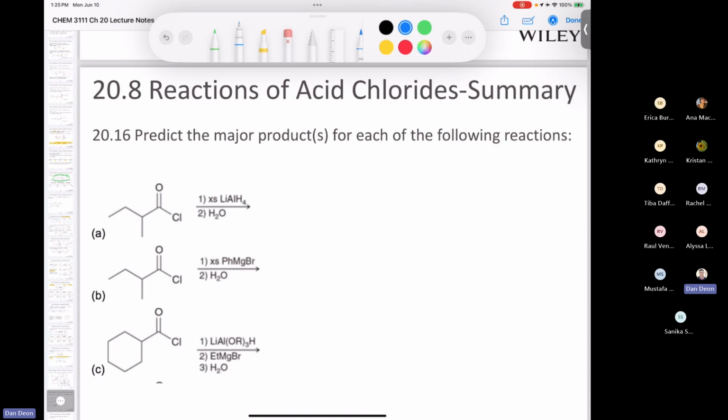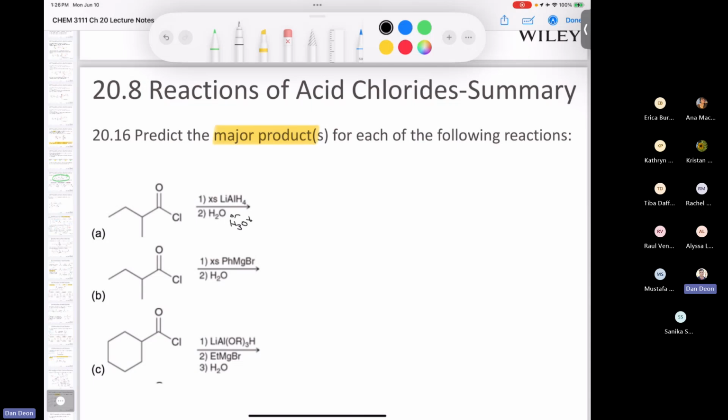Now, it's not asking us to draw any mechanisms here, so let's just see if we can come up with some major products, okay, for each one of these reactions. Now, the first one is treatment of an acid chloride with lithium aluminum hydride, followed by treatment with water. And again, here you could put or hydronium, either one is fine. Could anybody tell me what kind of functional group we're going to end up with in the product? And it's not a trick question or anything.